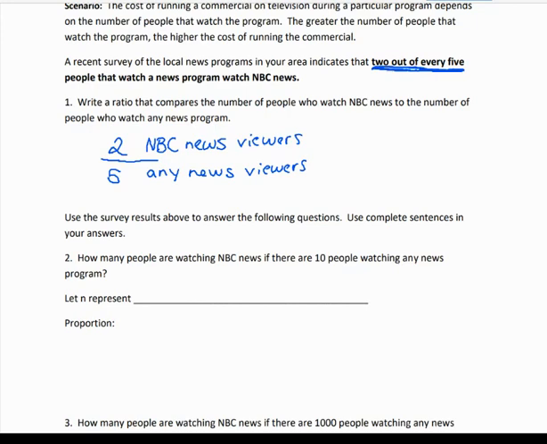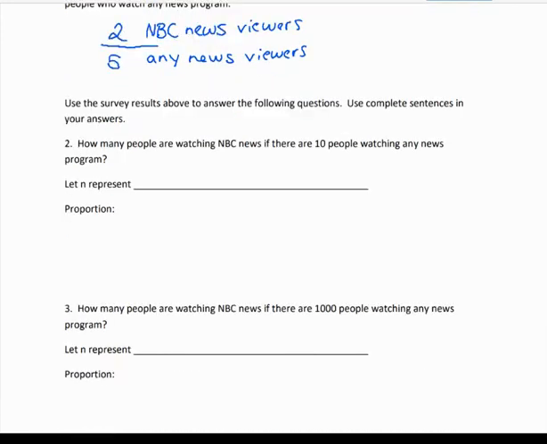So use the survey results to answer the following questions. Use a complete answer. So let's start 2 together. How many people are watching NBC News if there are 10 people watching any news? So let's just first say, what are we looking for? What's N going to represent? Are we looking for how many apples there are at the store? Exactly. So N represents the number of people or viewers watching NBC in particular.